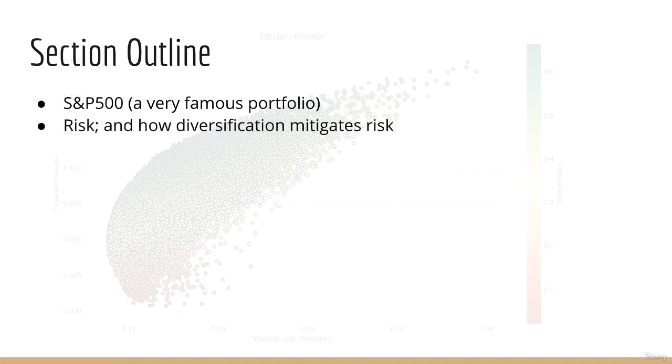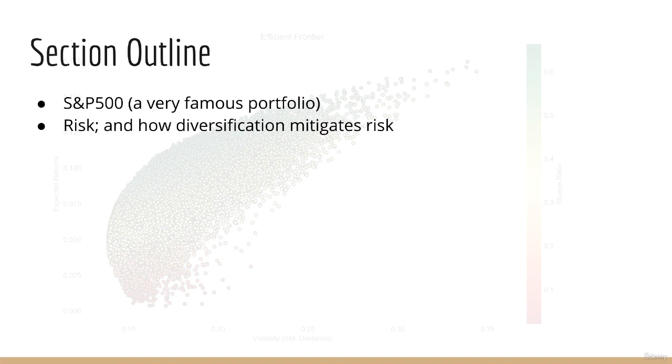Let's now outline what we will discuss in this section. We're going to start by looking at probably the most famous portfolio, the S&P 500. This portfolio has not been created using the techniques in this section, but it is a real-world example of a portfolio. Next, we're going to define risk, and we're going to look at a concrete example of how diversification helps to mitigate risk. So this is one of the first concepts you will learn in this section. Risk is bad, and creating a portfolio reduces risk.